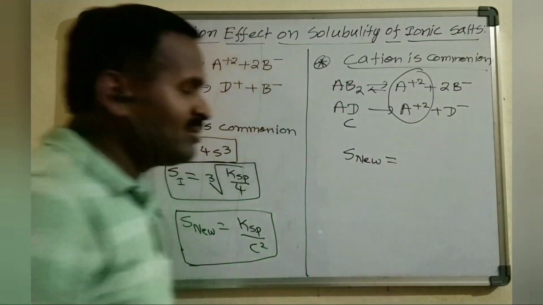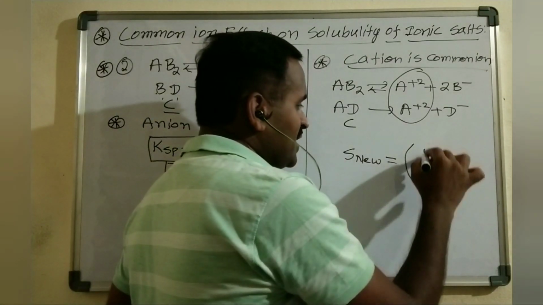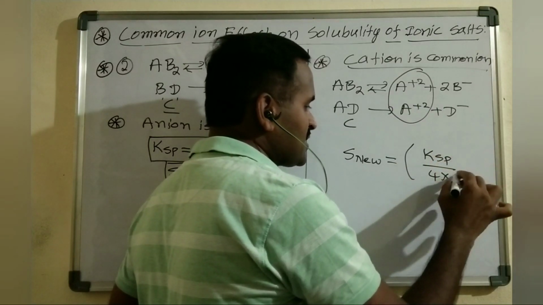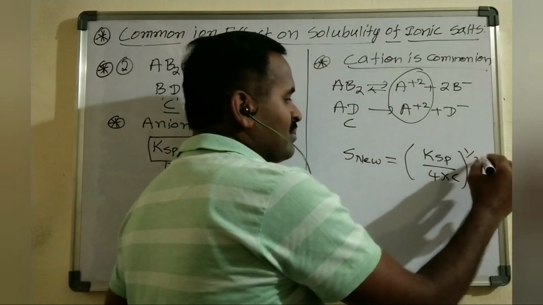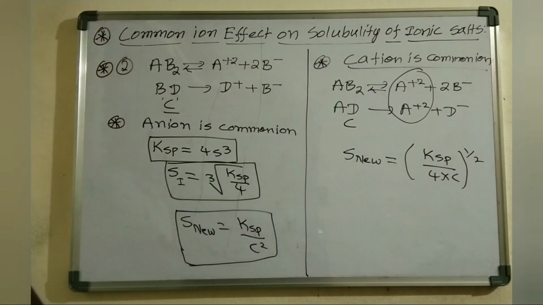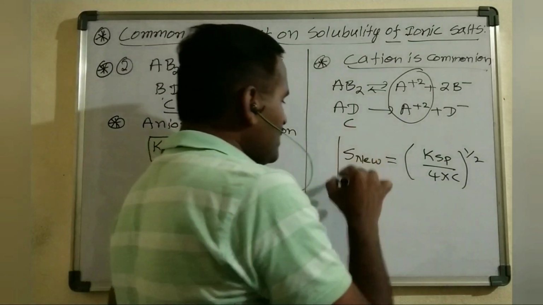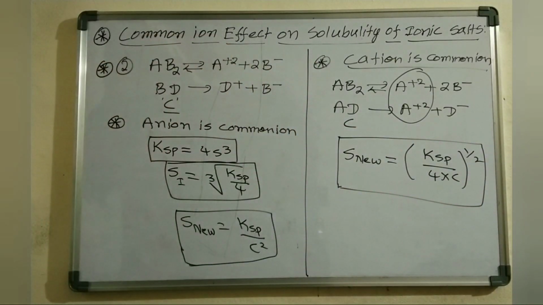The decreased solubility, the new solubility, can be calculated as KSP divided by 4 into the concentration of AD, whole power 1 by 2, or you can write the square root of KSP divided by 4 into C. This is the new solubility formula, and you can use this formula to find the new solubility, right? So this is for the AB2 type of electrolyte.